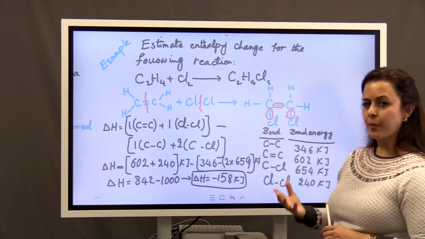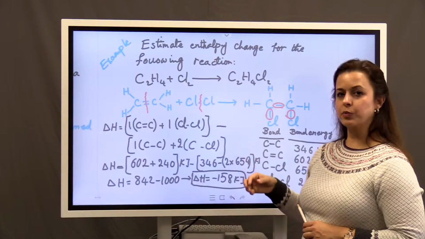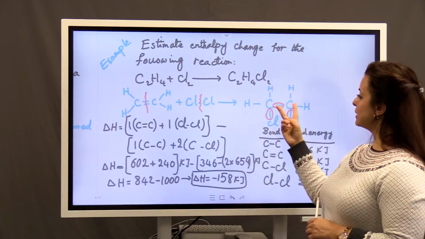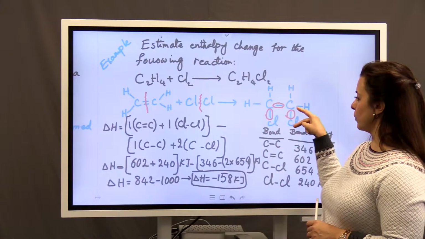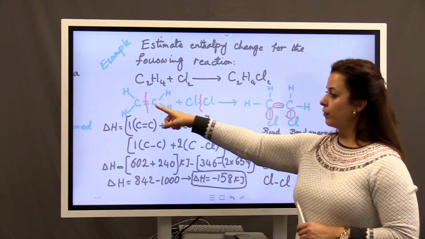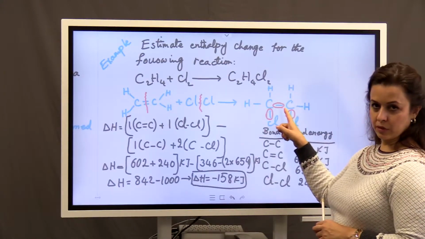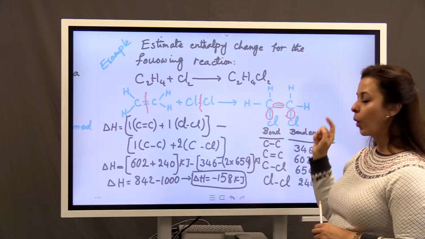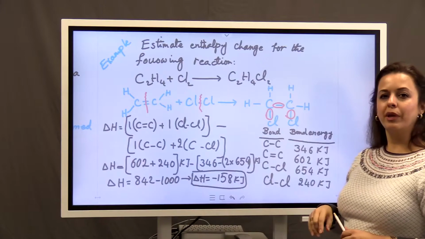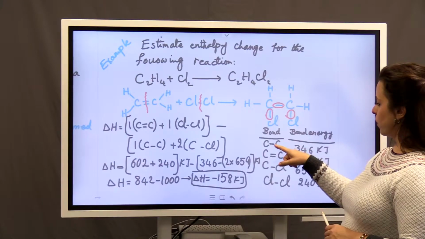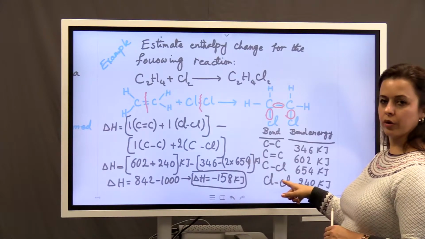So, what's happened? A double bond has broken, a Cl-Cl bond has broken. Instead, a single carbon-carbon bond is formed and 2 carbon-chlorine bonds. Be careful, a double bond between the 2 carbons is different from a single bond between the 2 carbons. So, if you want to follow that formula, these bond energies will be given: bond energies for carbon-carbon single bond, carbon-carbon double bond, carbon-chlorine, and chlorine-chlorine.